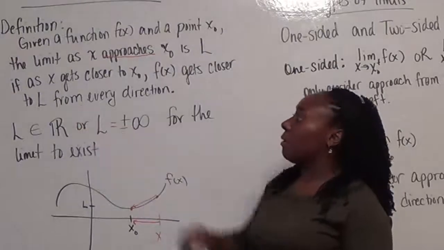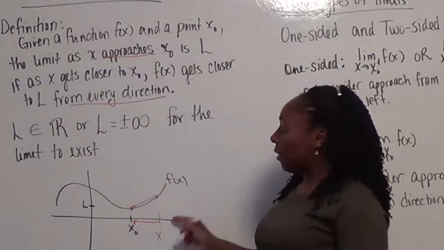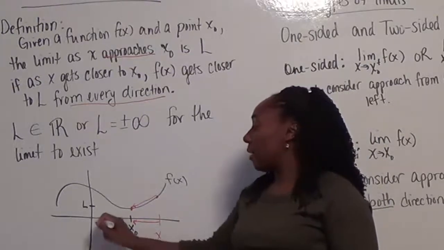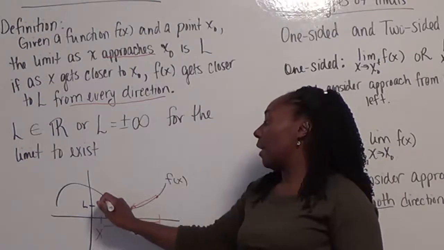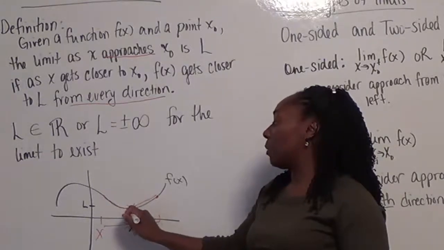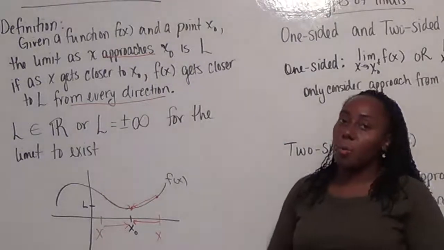And again, the other part of this definition is from every direction. So it doesn't matter if I'm just coming in from the right. I could also have my x over here as it approaches x naught. And again, I'm looking at the same thing. What happens to the function value and where does it go as I approach x?